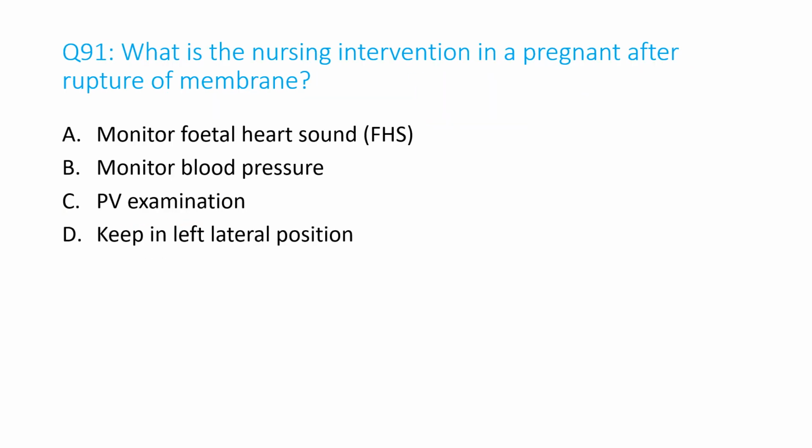And the answer is question number 91. What is the nursing intervention in a pregnant woman after rupture of membrane? A. Monitor fetal heart sound. B. Monitor blood pressure. C. PV examination. D. Kept in left lateral position.